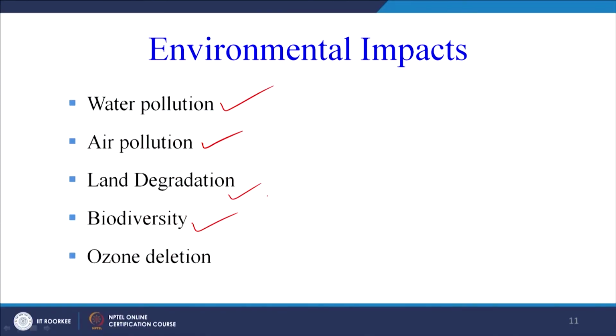Air pollution because of the incineration of the solid waste. Land degradation also takes place. Biodiversity is also affected. Different types of plants and animals are affected because of the various types of harmful impacts of the materials and the processes that we choose for making our products. Even the ozone layer is getting depleted, which is a serious environmental impact of the type of materials that we use.